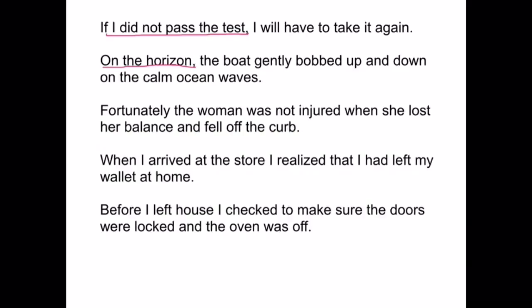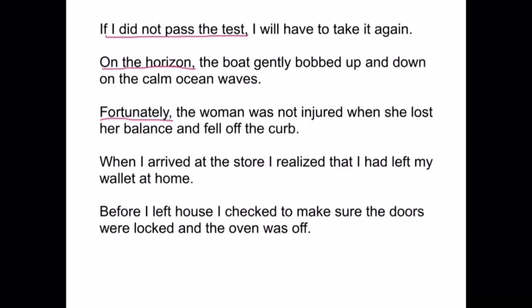Let's look at the next one. Fortunately, the woman was not injured when she lost her balance and fell off the curb. Put the comma after the introductory element. If you put the comma after fortunately, you're correct. Fortunately is a single introductory word.